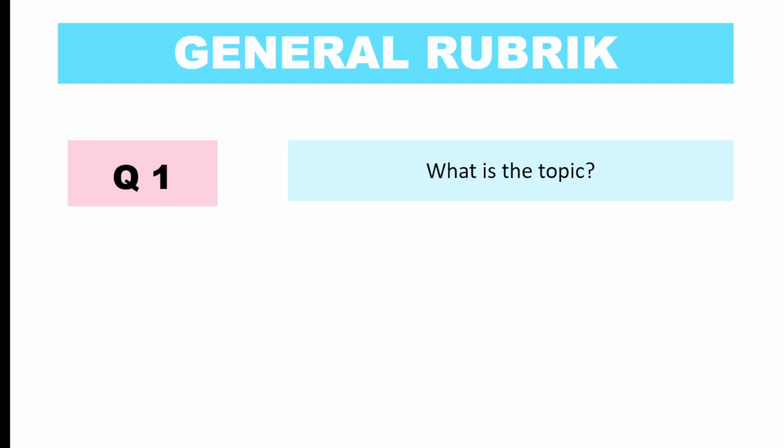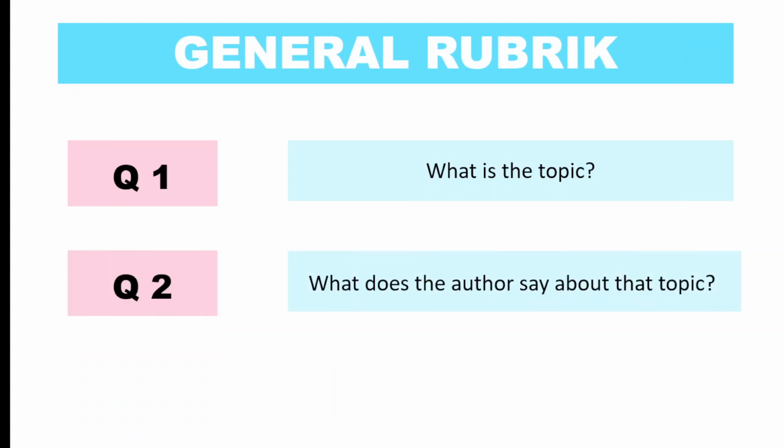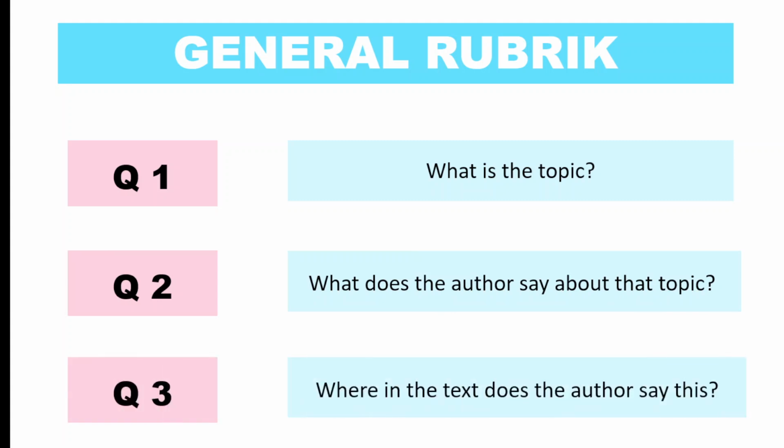What is the general rubric? What questions do you have to ask? Question 1, what is the topic the author is talking about? Number 2, what does the author say about that topic? And where in the text is the author saying it? So you have to find the subject, the theme, and the location. These three things you have to find.